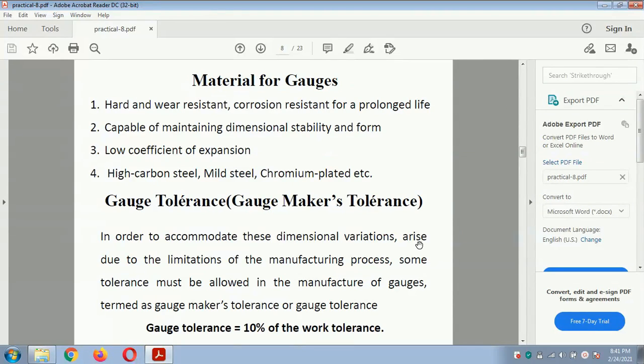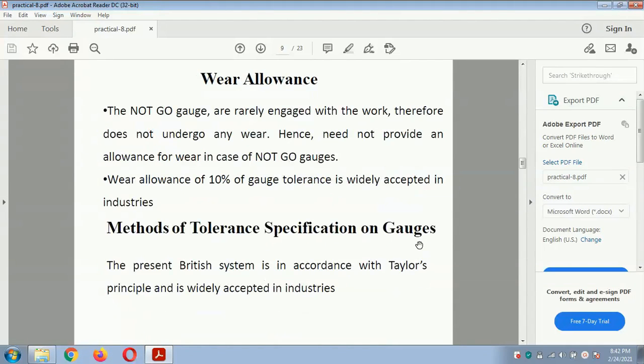The gauge tolerance, that is the gauge maker tolerance, is 10% of the work tolerance. The wear allowance: the no go gauges are very rarely engaged with the workpiece and therefore the wear allowance is not needed. Hence, to provide an allowance for wear in the case of the go gauge, the 10% gauge tolerance is also acceptable in industry.